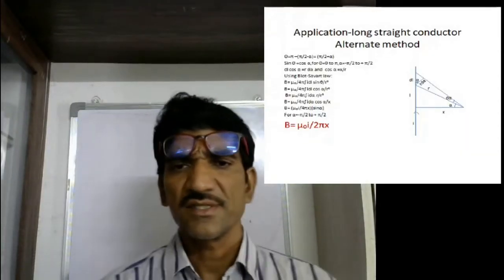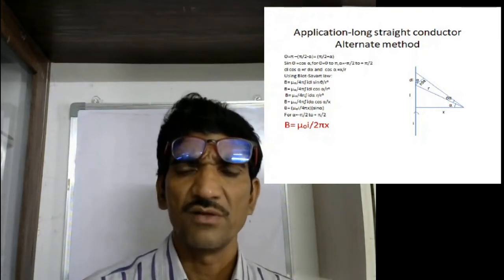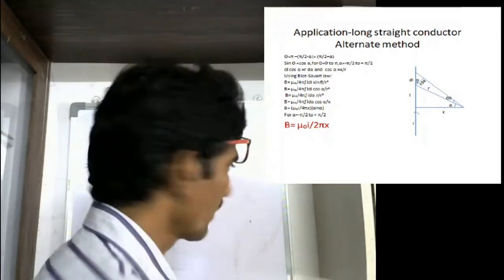Now let us discuss an alternate method of applying the Biot-Savart law for the infinite straight conductor.